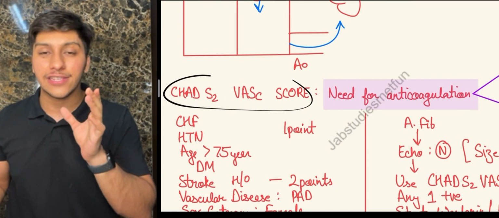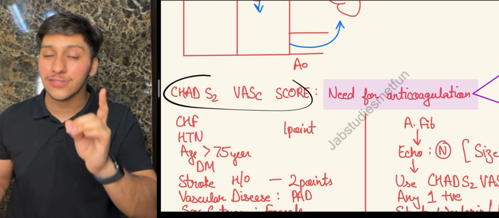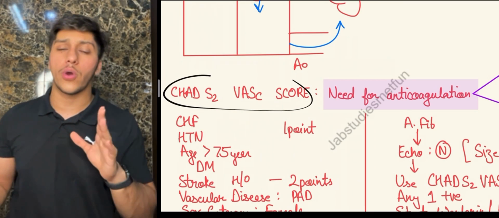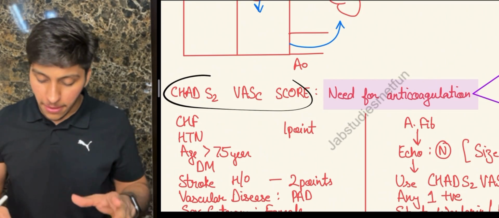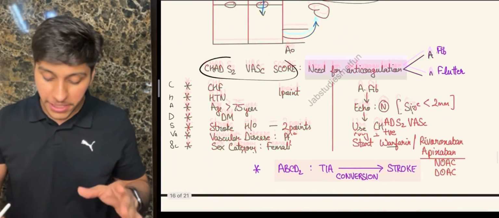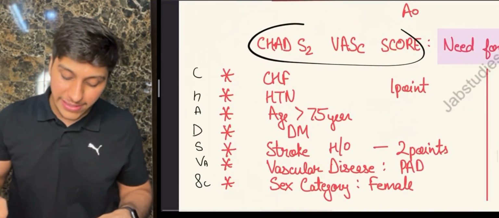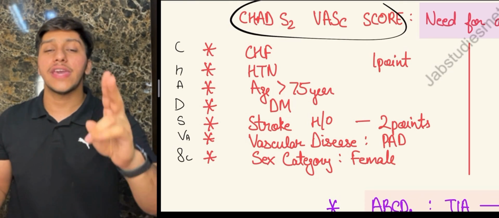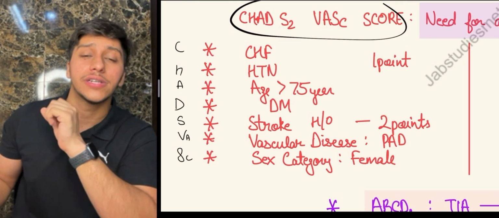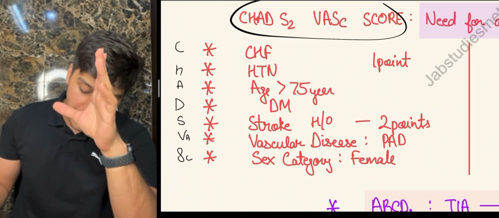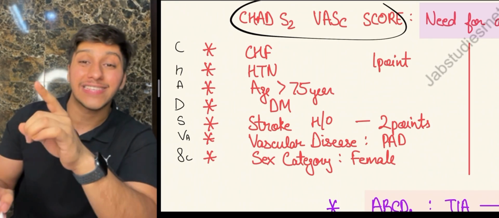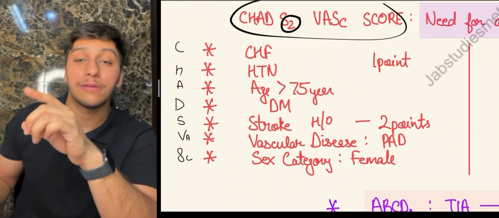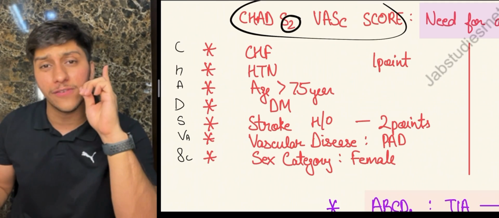Okay, the CHA2DS2-VASc score is the score with which you tell whether you need anticoagulants or not. Remember this, we already talked about this earlier, but remember the whole thing in detail, where C stands for congestive heart failure, H stands for hypertension, A stands for age more than 75 years, D for diabetes, S is going to be stroke, and it is CHA2DS2 because stroke is something for which you will give 2 points, otherwise you will give 1 point.